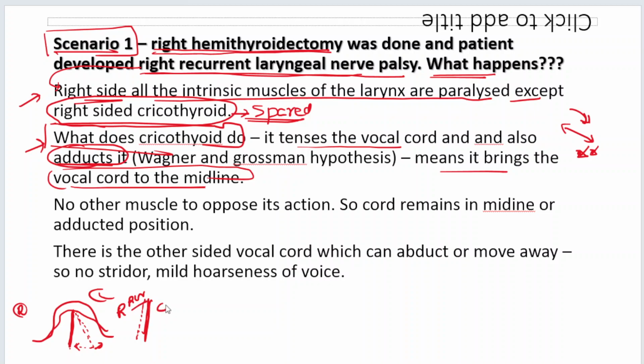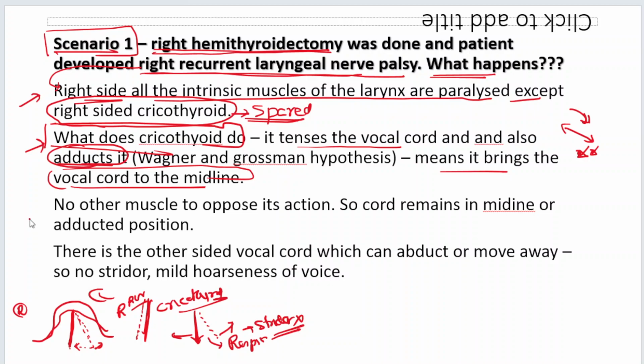Because of the cricothyroid's action, the vocal cord will not be away from the midline. It will be close to the midline. But the other vocal cord is functioning, so the other vocal cord can abduct when the patient breathes. So there is no problem for respiration. The patient is not going to present with stridor.